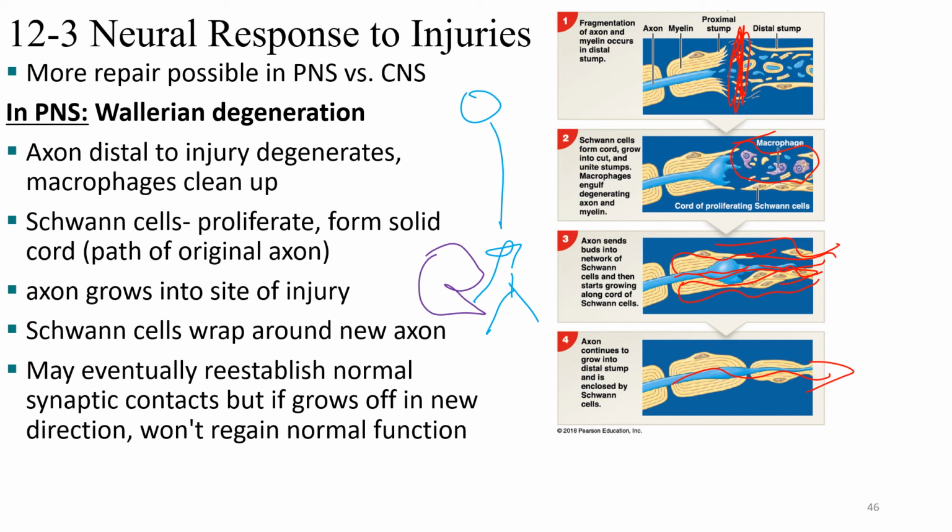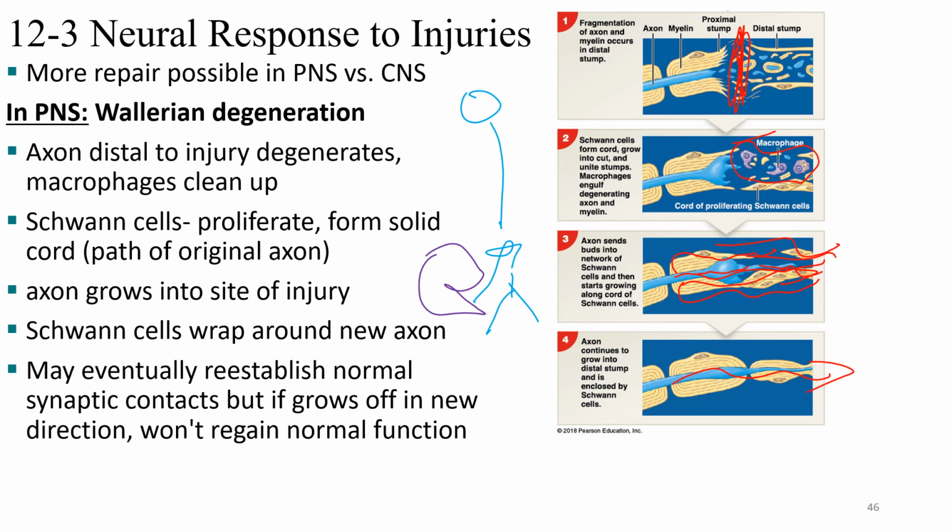And so with this type of healing, we may eventually reestablish normal synaptic contact. The Schwann cells may provide enough of a path that the axon can grow where it needs to go. But it is possible the axon could end up growing off in a new direction and we would not be able to regain normal function. And it's also possible that the gap that's formed after those macrophages clean up the injury is too large, or the ends of the axon that have been damaged are no longer aligned in the right orientation, that the Schwann cells are trying to reconnect.